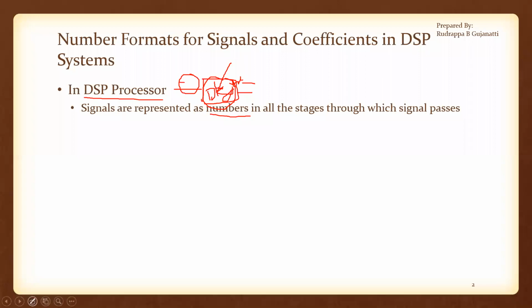Hence, in order to represent the signal in its digital form, I have to go for different kinds of formatting. It depends on whether you want to go for fixed point format, depending on the intended output, the precision required, or the accuracy required. It all depends on those things.